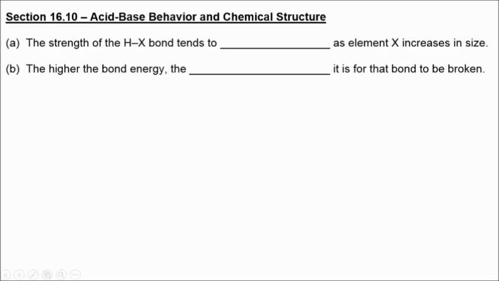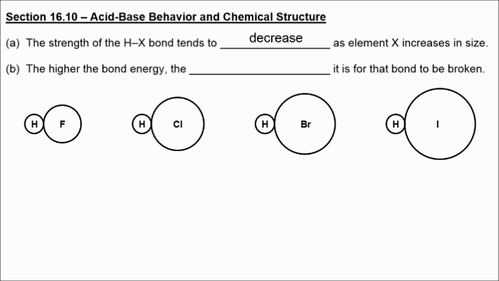All right, the strength of the HX bond tends to decrease as element X increases in size. So what do I mean by that? Well, if you have a small, short bond between H and F, and you compare that with a rather long bond between H and I, the HI bond should be easier to break, and the HF bond should be harder to break in that particular pattern. So it looks like the higher the bond energy, the more difficult it is for that bond to break.